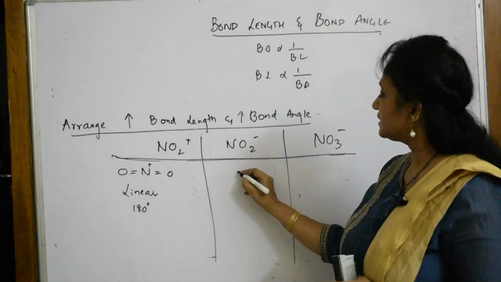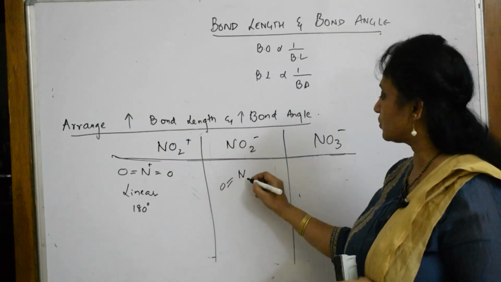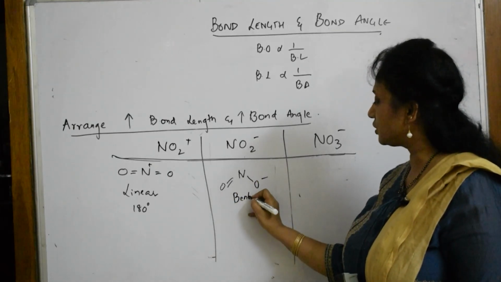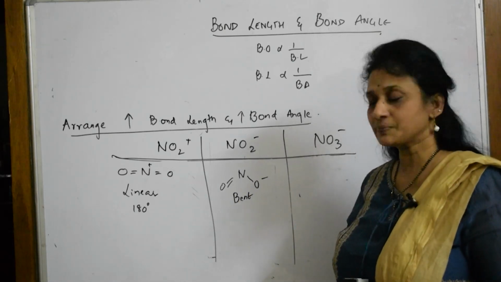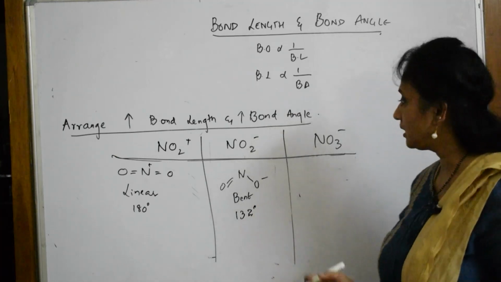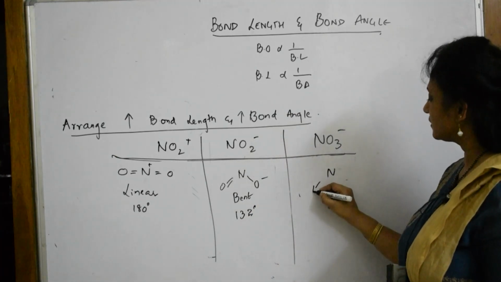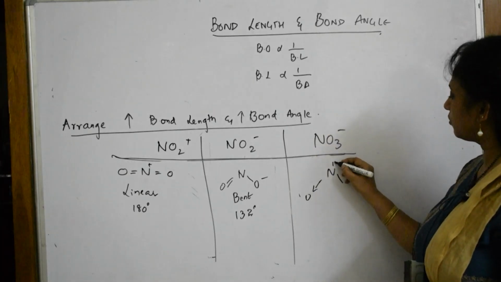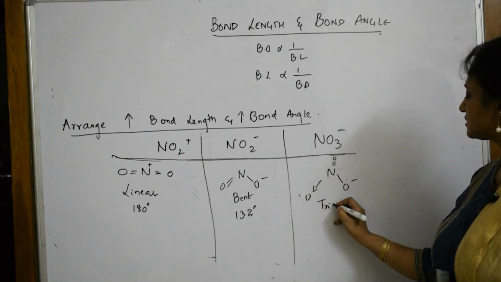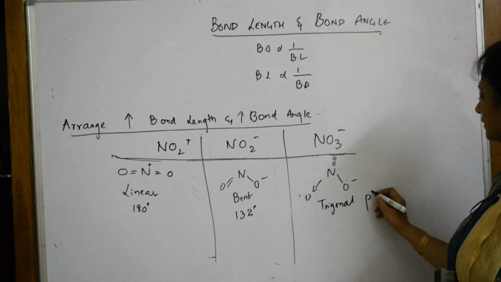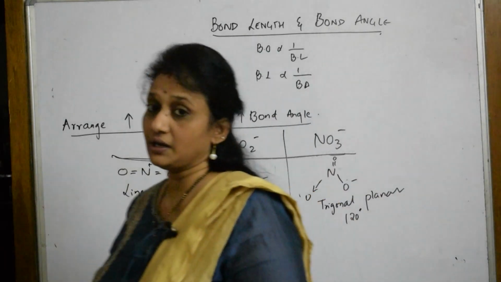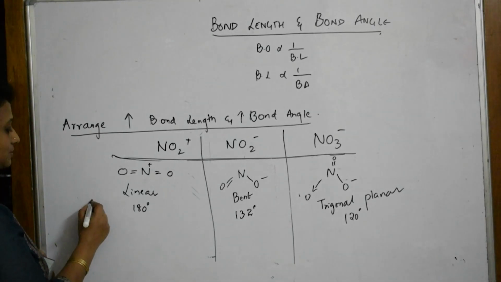Yes. Now when I take the second one, NO2 minus, in this way with oxygen minus: what is the shape of this molecule? This is a bent molecule, and the bond angle is 132 degrees. In the case of NO3 minus, with one double-bonded oxygen and three oxygens, the shape of the molecule is trigonal planar. The bond angle is 120 degrees. Done. Now the bond angle is over.